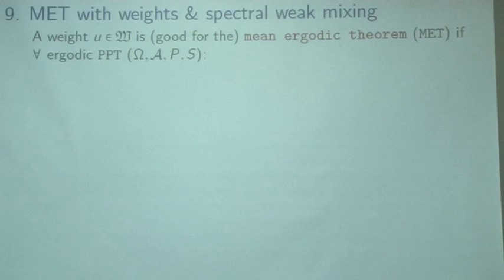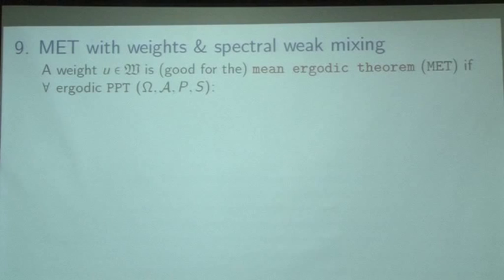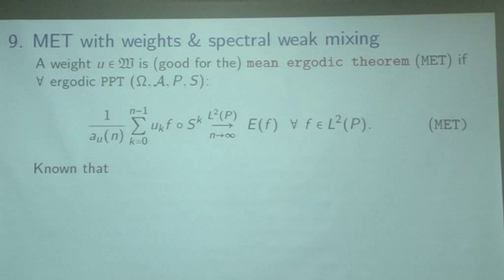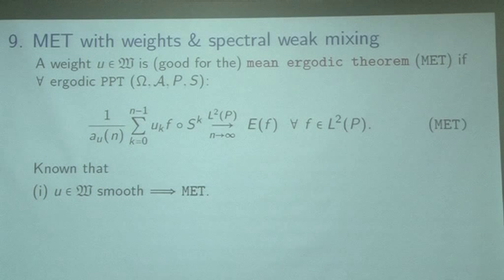So, what do we use about the weights? We have this concept of being good for the mean ergodic theorem. So I take the probability preserving transformation, and then I do the weighted averages. Instead of summing and dividing by n, you multiply by the u_k and then divide by the sum of the u's, and then you should get convergence in L2. That's a definition. This was studied in the 40s quite a lot. So you know that if u is smooth, then it's MET. Why? Because any limits of these, weak limits of these, will be invariant and therefore constant. So you get weak convergence, but in this situation, weak convergence would also imply strong convergence.